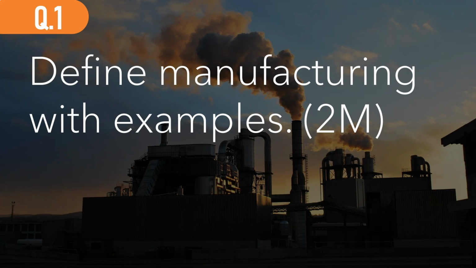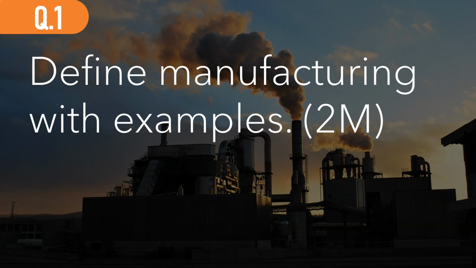The first question is, define manufacturing with examples. And this is a 2-mark question. So you can start your answer like this. Manufacturing is the process in which raw materials are transformed into more useful and beneficial consumer end products, and they're produced in large quantities using industrial processes.